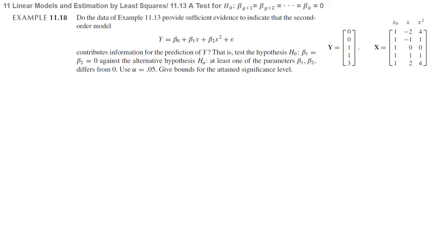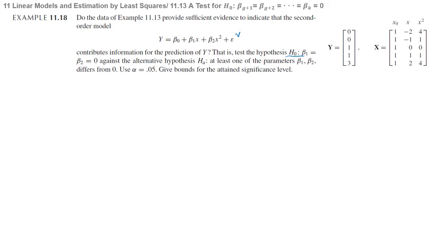Let's move on to example 11.18. Do the data of example 11.13 provide sufficient evidence to indicate that the second order model contributes information for the prediction of y? That is, test the hypothesis H0: beta 1 equals beta 2 equals 0 against the alternative hypothesis Ha: at least one of the parameters beta 1 and beta 2 differs from 0. Use alpha equals 0.05, and give bounds for the attained significance level.